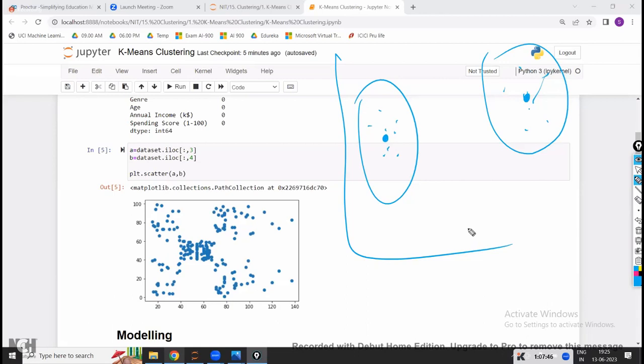Now a new record is there. What are you going to do? You are going to identify the distance from here to this center and from here to this center, and whichever has the least distance, this record belongs to that group. Simple. Whichever distance is low, it is going to belong to that group. Is that clear?